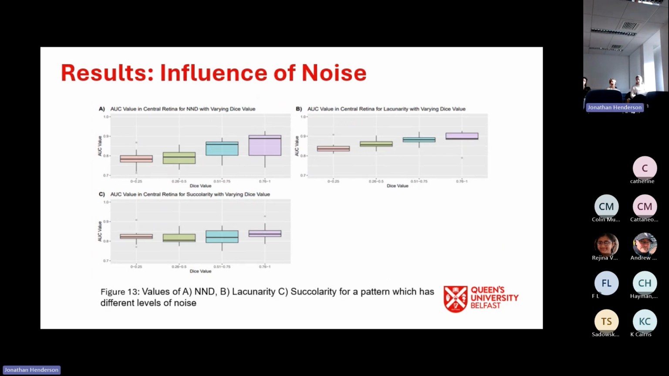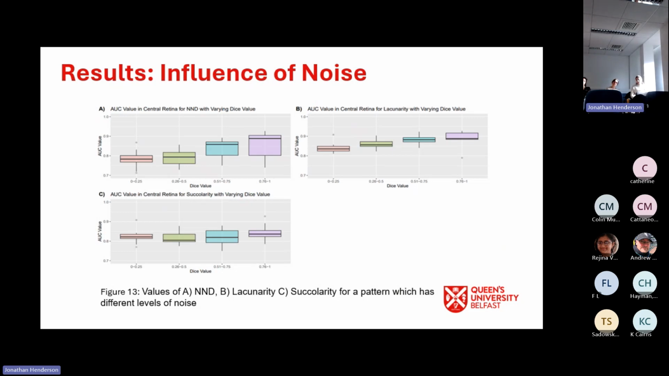But then essentially we wanted to see what the influence of noise would be on our data set, because one of the issues that we have is that, because of the way it's imaged, our points might not actually be where we think they are. So we need to incorporate noise into our pattern to see how these measures, although we think they're doing well, would do if we added noise to them.